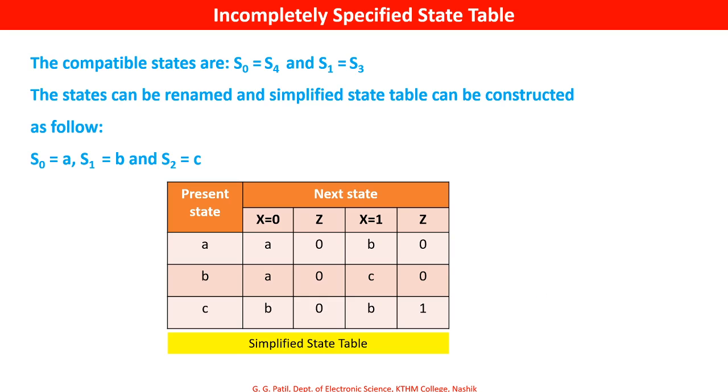In this simplified state table, it contains only three states, while the earlier one contained five states. To implement the state machine with five states, we require three state variables, while the state machine containing three states requires only two state variables, or two flip flops. So one flip flop is reduced, and in that way we can reduce the circuit cost and circuit complexity, and enhance the speed. So these are the advantages of reducing the number of states in a sequential state machine.